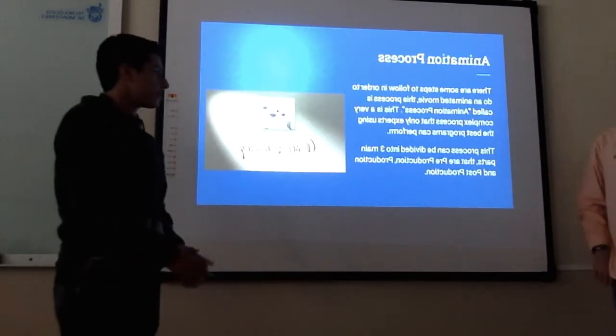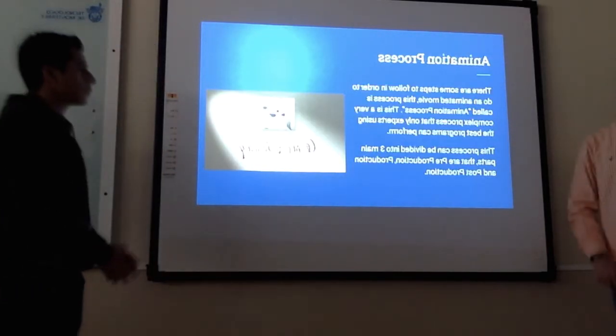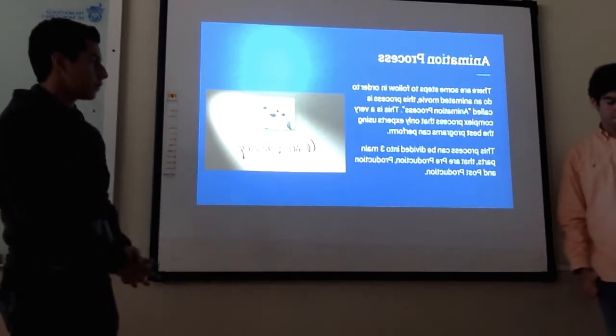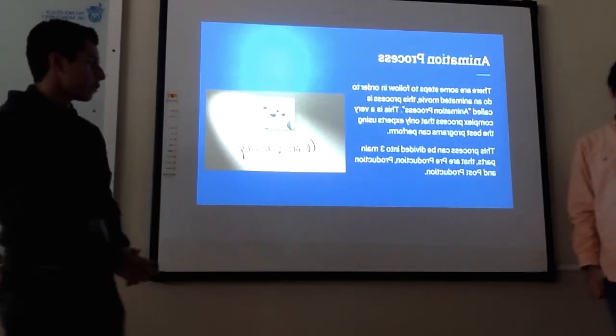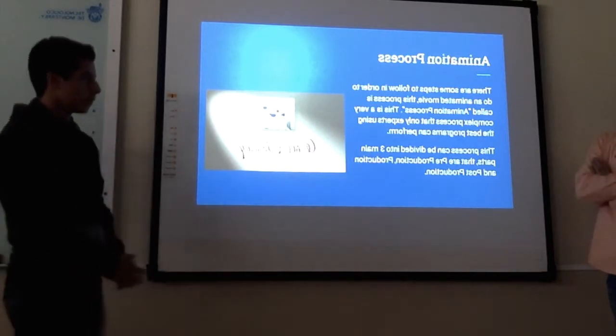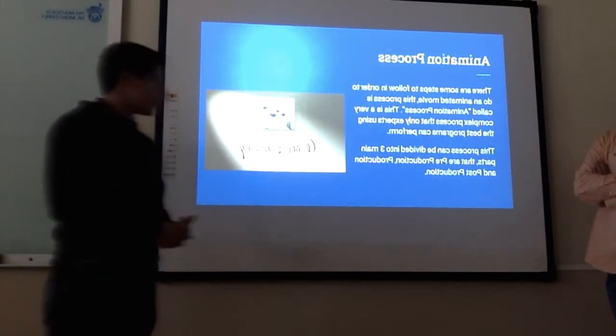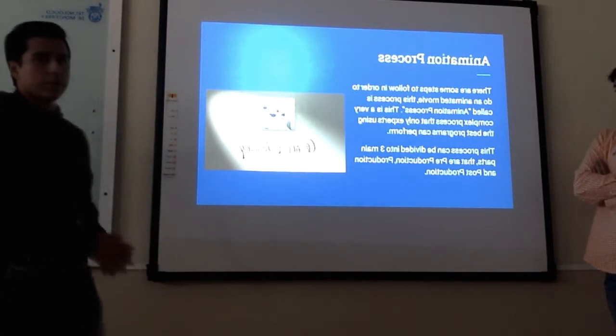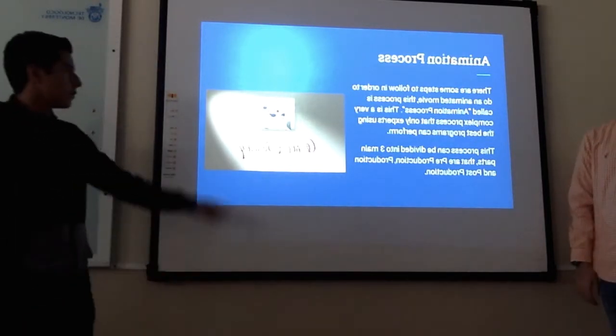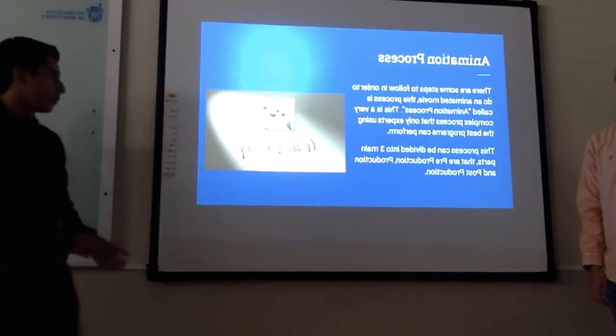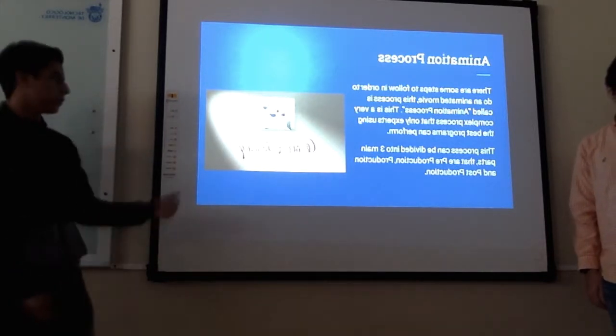Well, the animation process, there are some steps to follow in order to animate. This process is called the animation process. This is a very complex process that only experts can perform. And this process can be divided into 3 main parts that are pre-production, production, and post-production. Here's an example of a really well-known animated studio.